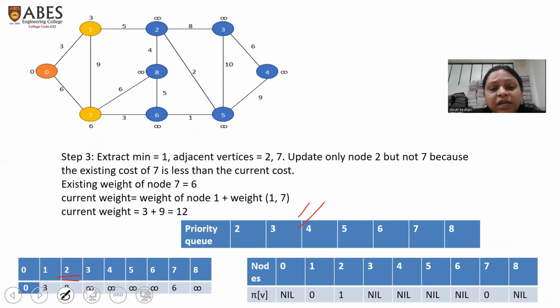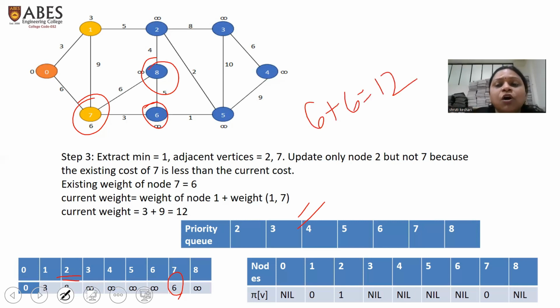Now which one is the minimum weight? Again, greedy algorithm. 8 and 6. 6 is the minimum. Choose 7 and update all the vertices which are not visited and have a higher value. In case of 7, you have 3 neighbors here: 1, 8, and 6. 1 is already visited, so you cannot go for 1. You need to check the values of 8 and 6. Currently, vertex 8 is infinity. When we go from 7 to 8, that is 6 plus 6, 12. Vertex 8 gets updated as 12 in place of infinity.